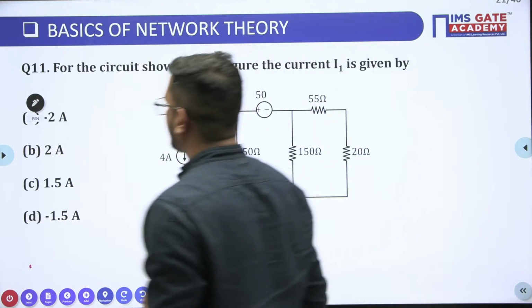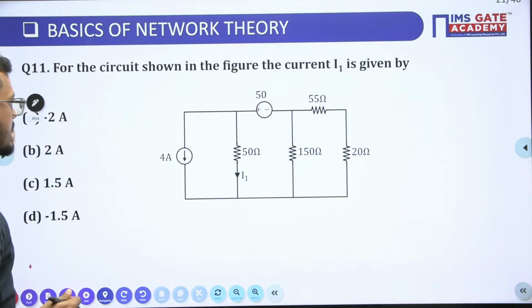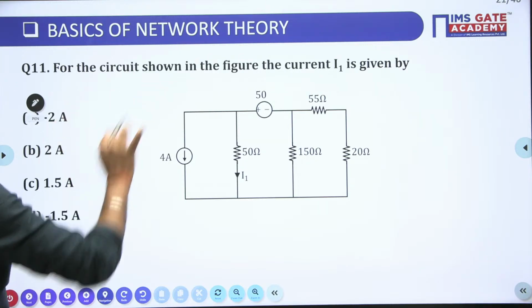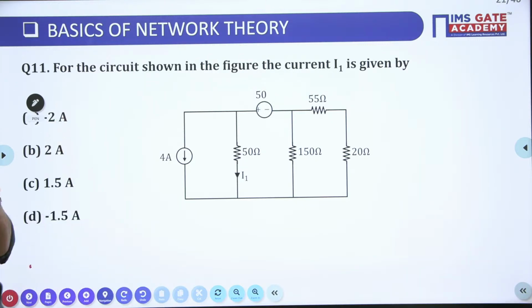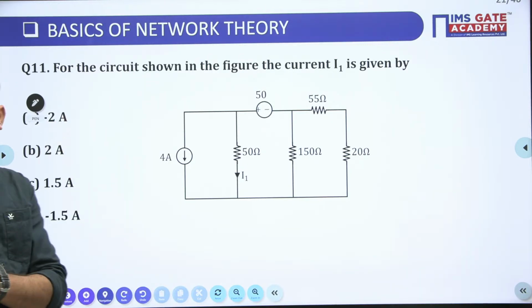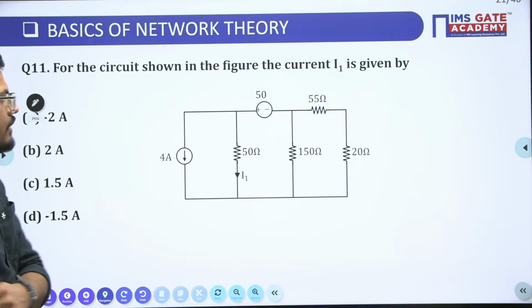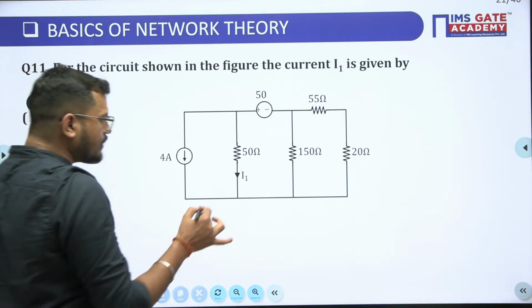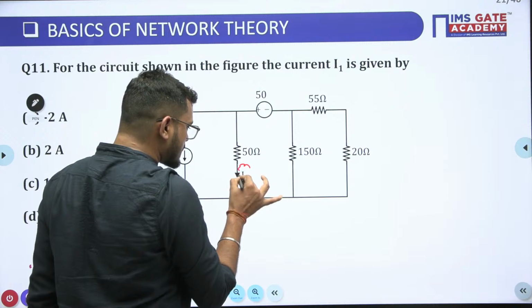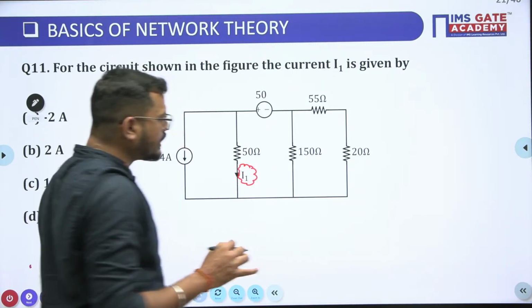Let us see, guys. Now what we can see here, what has been asked: for the circuit shown in the figure, the current I1 is given by, what is current I1? So this is current I1, guys.